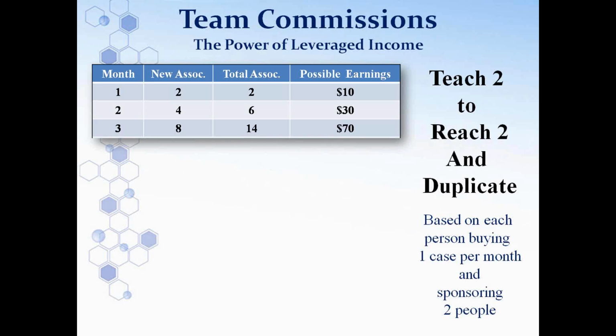Now at month 3, if everyone was just drinking 1 case of ASEA for themselves or going through 4 tubes of Renew every month, you would be generating $70 worth of commissions. Now here's the thing, and here's why a lot of people quit. They'd be like, Paul, I can't live on $70. I've been doing this for 3 months. I'm quitting.